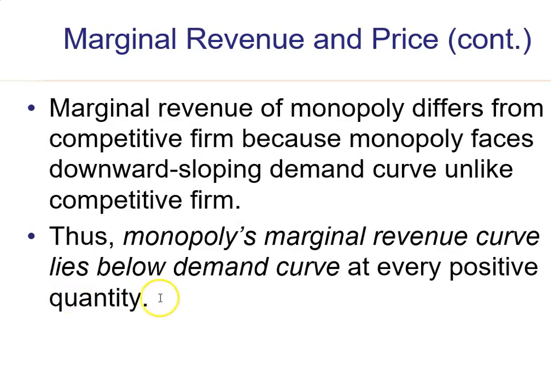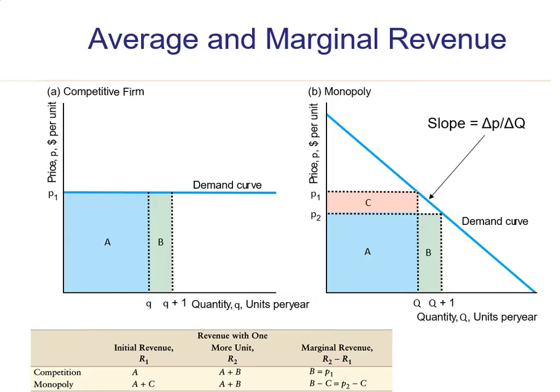Marginal revenue differs from a competitive firm because a monopoly faces a downward sloping demand curve, unlike a competitive firm, which has a horizontal demand curve. So that's why the MR curve is going to lie inside or below the demand curve at every possible quantity. So here's the image we have in mind. For a competitive firm, they face a horizontal demand. That cotton grower or soybean producer can produce as many as they want at that given market price without impacting the market demand. So that's why P and MR are the same for the competitive firm.